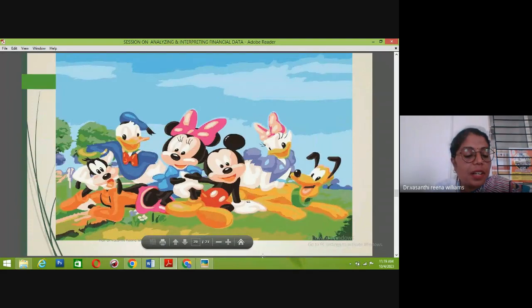These are all characters from Walt Disney, and all of them are copyrighted. We cannot use any one of them. So this is not drawn by Walt Disney; this has been drawn by someone else. But the credit will always go to Walt Disney and not to anyone else, because these are copyrighted. The next slide, please.